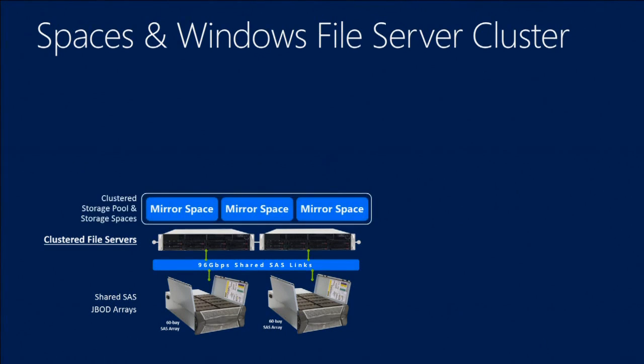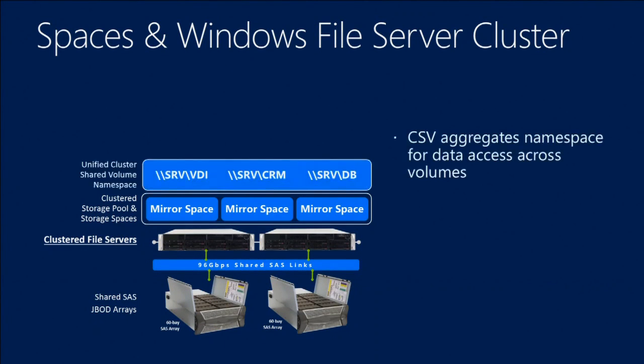Okay? So I take all these physical disks presented by these two JBODs, and I create a storage pool. I manage the pool, not the disks. From the storage pool, I carve out some resilient virtual disks. In this case, I've carved out 3 mirrored spaces. Okay? But because I have multiple virtual disks and multiple servers, I need a way to easily manage my data. I don't want to go to server 1, find the stuff there, go to server 2, find the stuff there. I want to have a single place I can see all my shares, see all my storage.